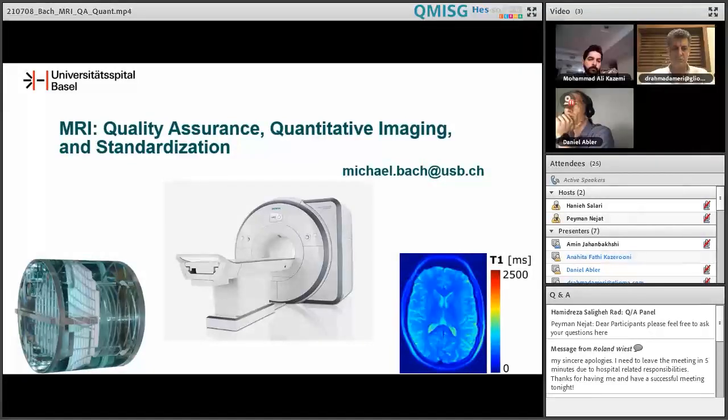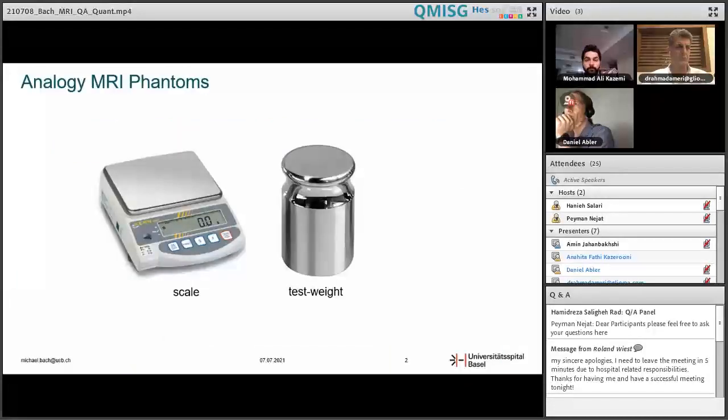Quality assurance and quantitative imaging are connected to each other because as soon as pixel values are used as a quantitative measure, there is a need for evidence that the measured values are reliable. For a scale, it is checked by a test weight if the measured weight is correct. In MRI, we use phantoms instead of test weights, but the idea is exactly the same. Since the range of applications for MRI is much broader, there are a large number of phantoms.